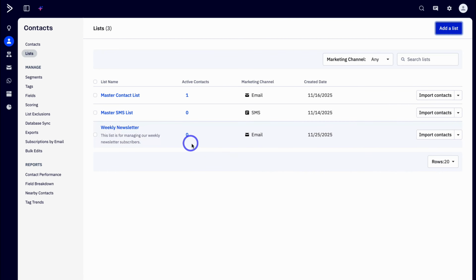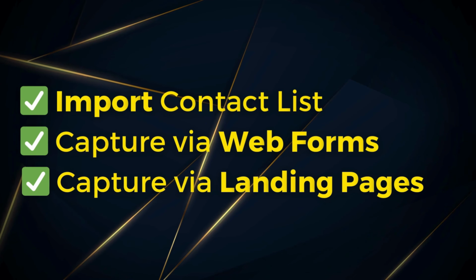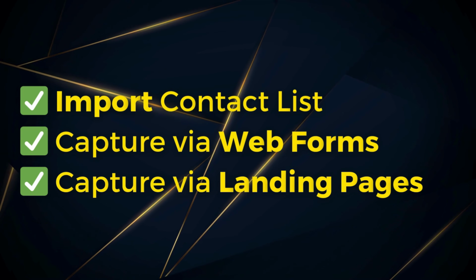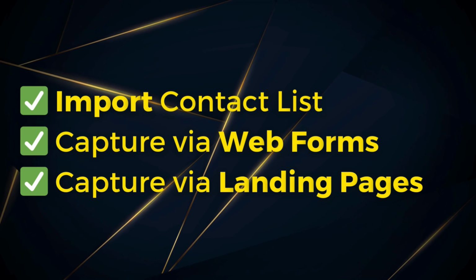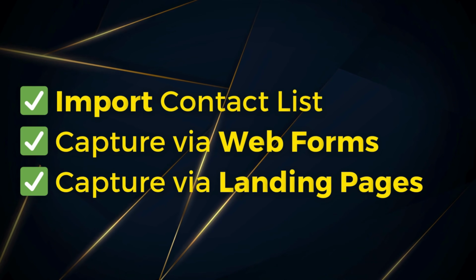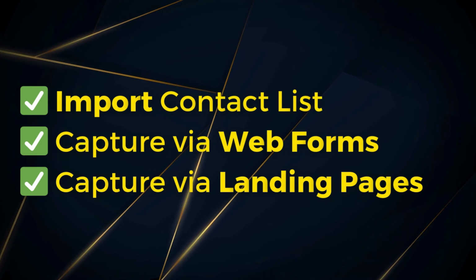Okay, so now that we have our first list, besides our master contact list, how can we actually grow this list? Well, there are many ways we can do this. You can import a contact list if you have one. You can capture new emails through a web form or a standalone landing page. And you can do this with organic or paid marketing activities. By sending traffic to a form or landing page, you can start building your email list.